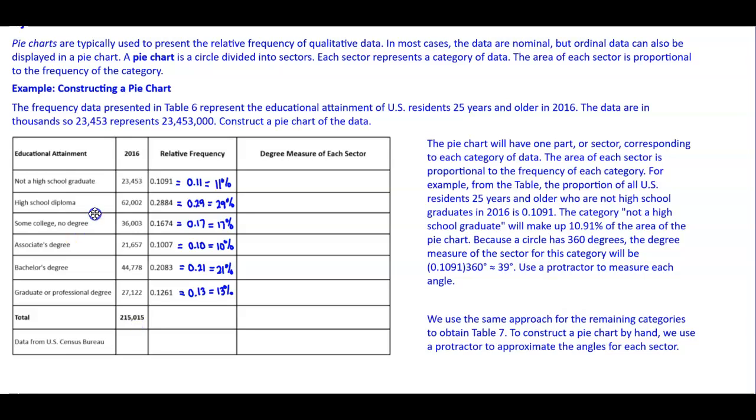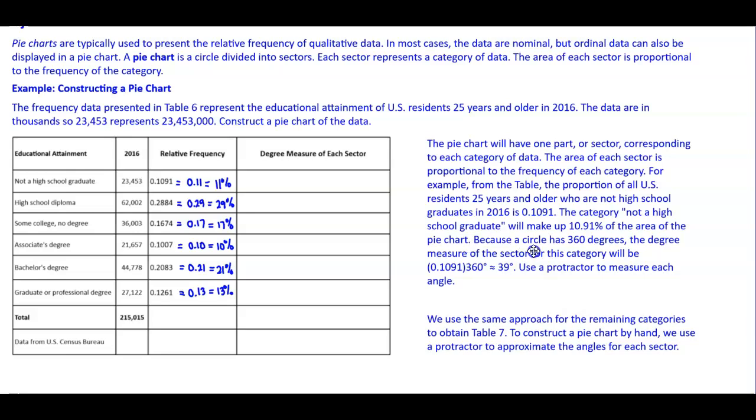Now, when we want to create a pie chart, the pie chart will have one part or sector corresponding to each category of data. The area of each sector is proportional to the frequency of each category. So, for example, from the table, the proportion of all U.S. residents 25 years and older who are not high school graduates in 2016 is 0.1091. The category not a high school graduate will make up 10.91% or 11% of the area of the pie chart.